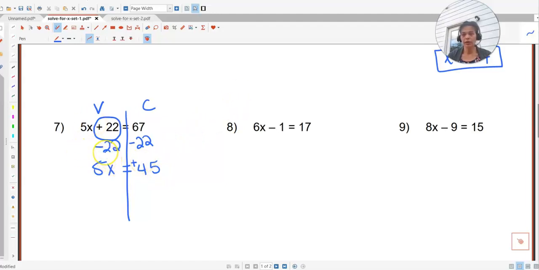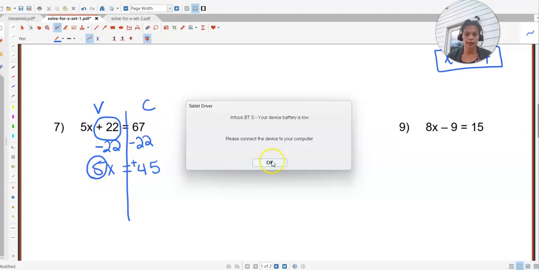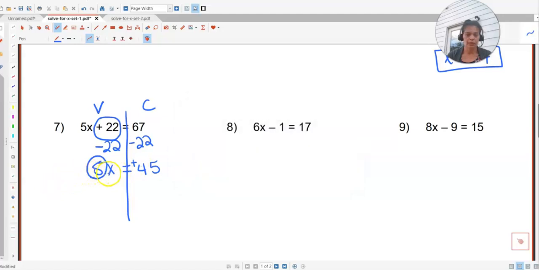And when you're doing integers, think of money. Think of, okay, I have $67. I just spent $22. How much money do I have left? I have $45 left. So now I still see a number. I need to get this number out because that's not a variable. It is being multiplied to the variable. So the inverse is to divide. What we do on one side, we do on the other. So x is equal, 5 goes into 45, 9 times, so we have positive 9. That is our final answer.